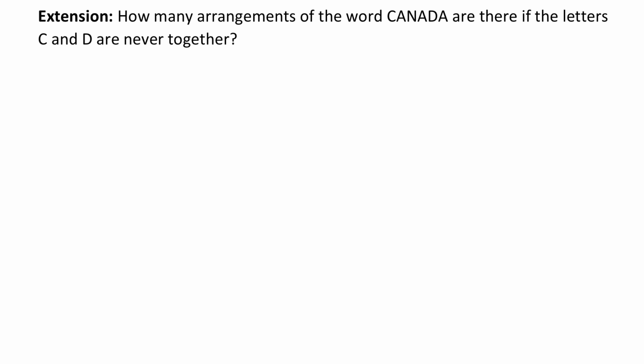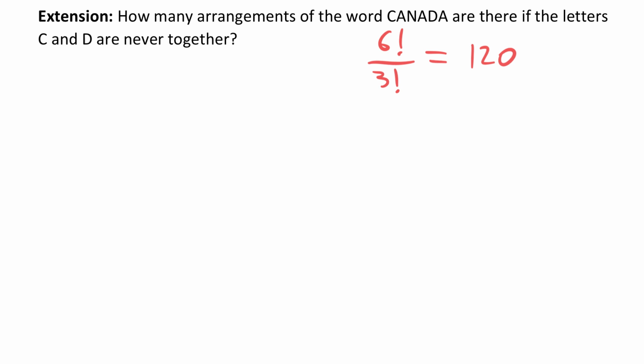All right, let's try a little bit of a tougher one. How many arrangements of the word Canada are there if the letters C and D are never together? Go ahead and pause the video and give it a try. All right, so the first thing you do is you look at the total. So the total is going to be here 6 letters, so 6 factorial. But there are 3 A's, so we have to divide by 3 factorial. If you just did 6 factorial, you forgot about the repeated letters. So there's only going to be 120 total options.